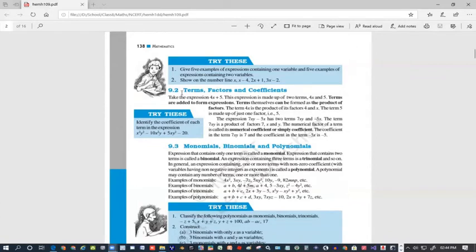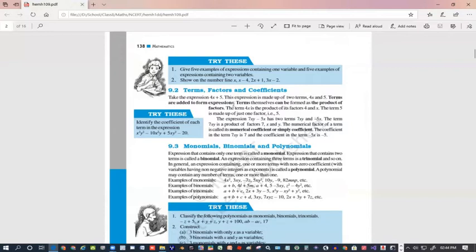Now 9.2 says terms, factors and coefficients. So this is a term. Plus and minus signs separate the terms. So 4x is one term and 5 is another term. So this expression has 2 terms. Take the expression 4x plus 5. This expression is made up of 2 terms, 4x and 5.